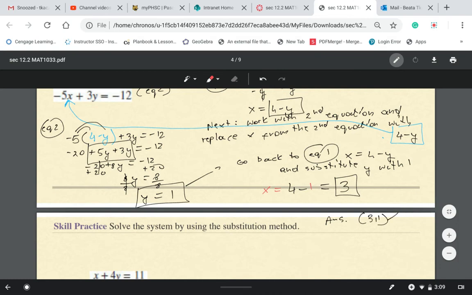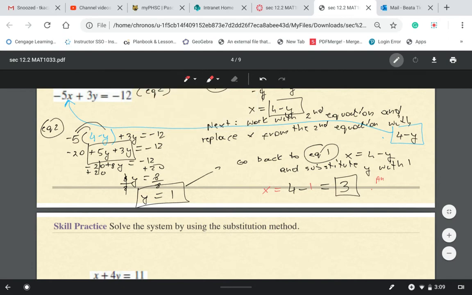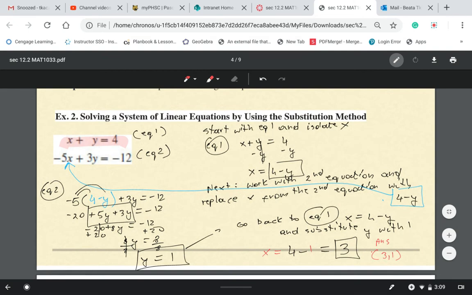So again, that's the answer. The answer is the point of intersection, it's (3, 1). Okay, so this is how you're using the substitution method.